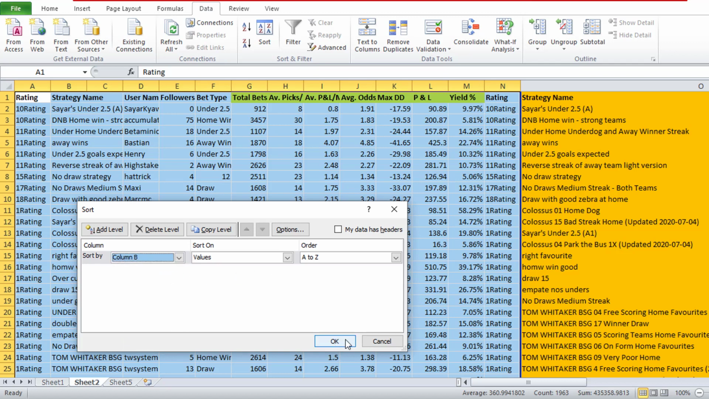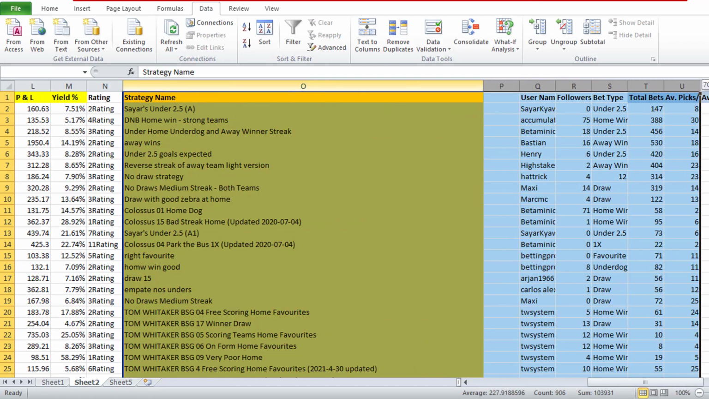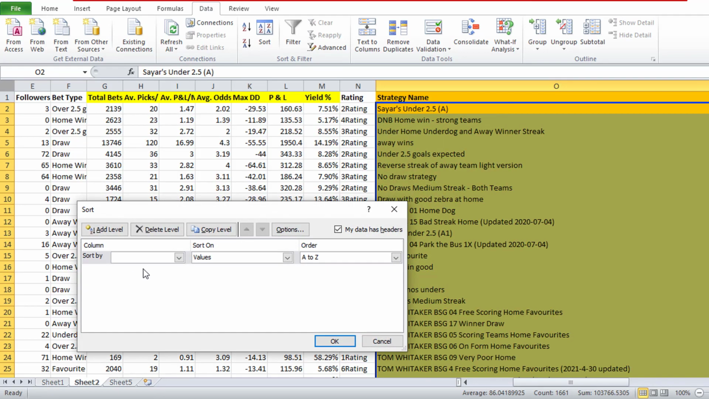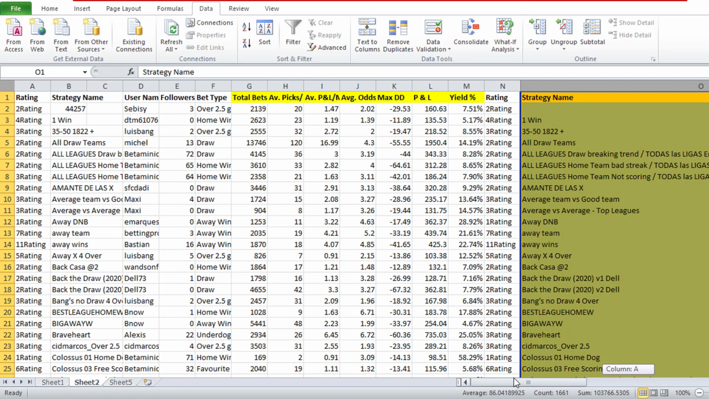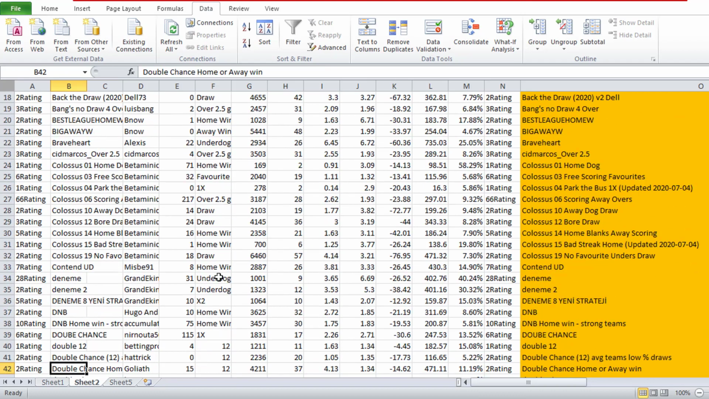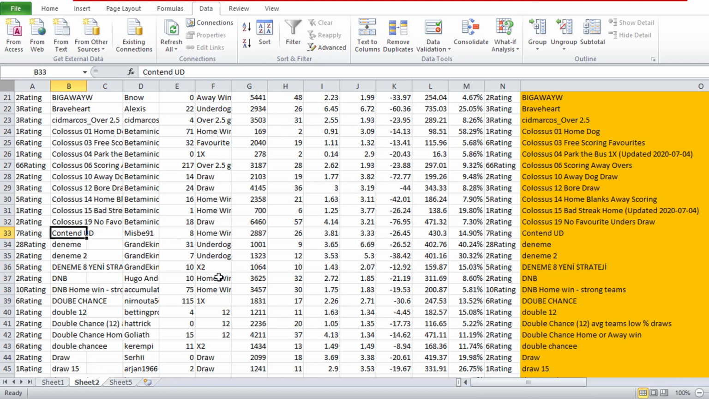Click on my column has headers, so I keep those headers, and then I'll do the same thing with the since shared data. And then they should all be in the same order right now. And then I just do a quick check, because sometimes if you copy and paste things the wrong way, it will miss out a strategy here and there and they won't match up.